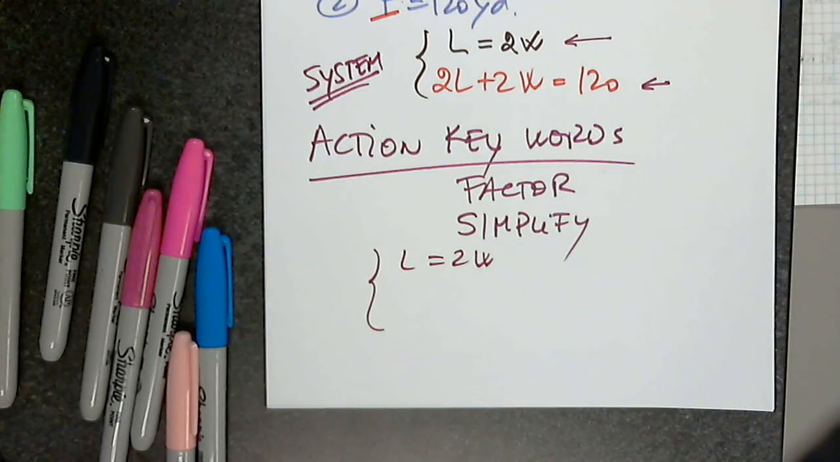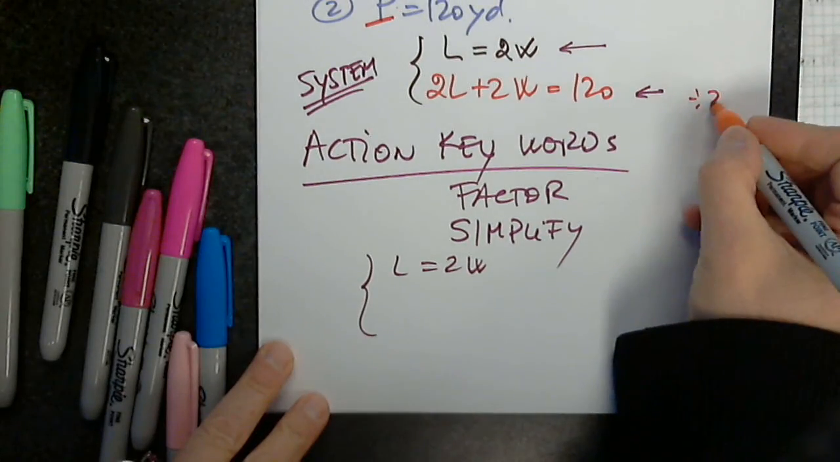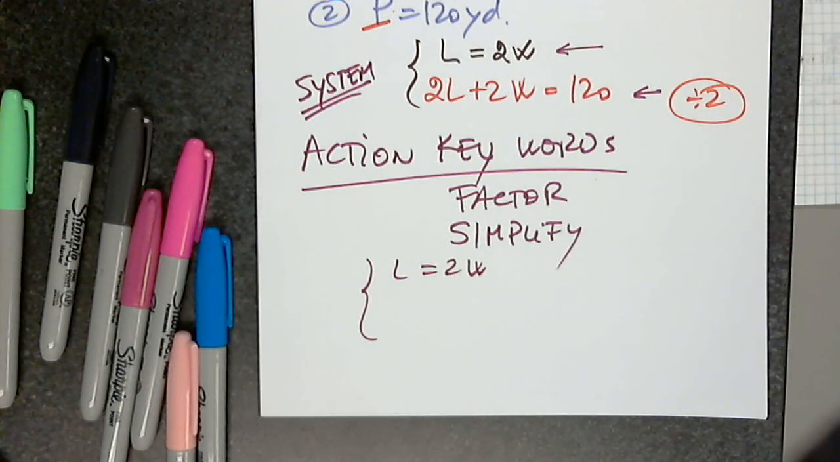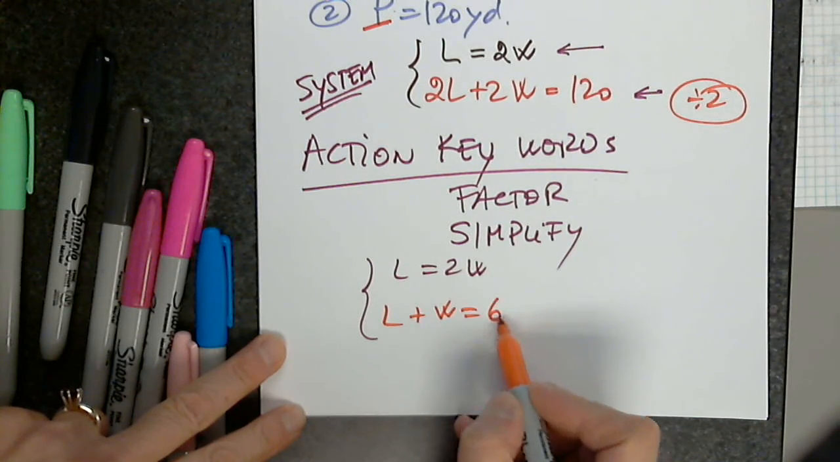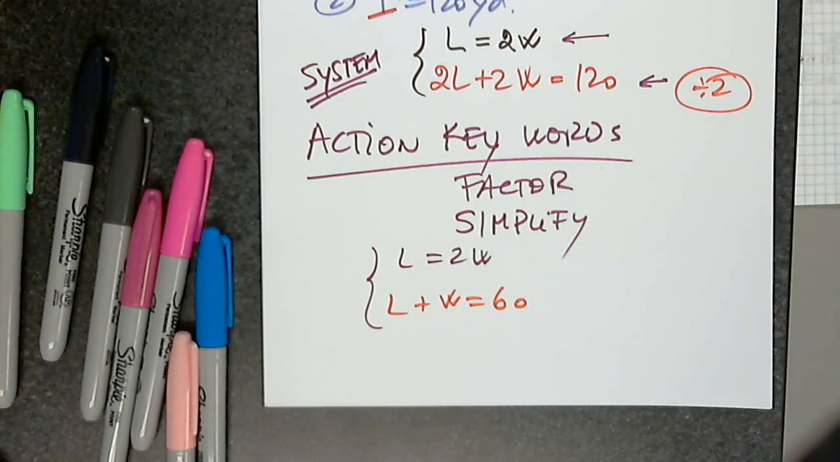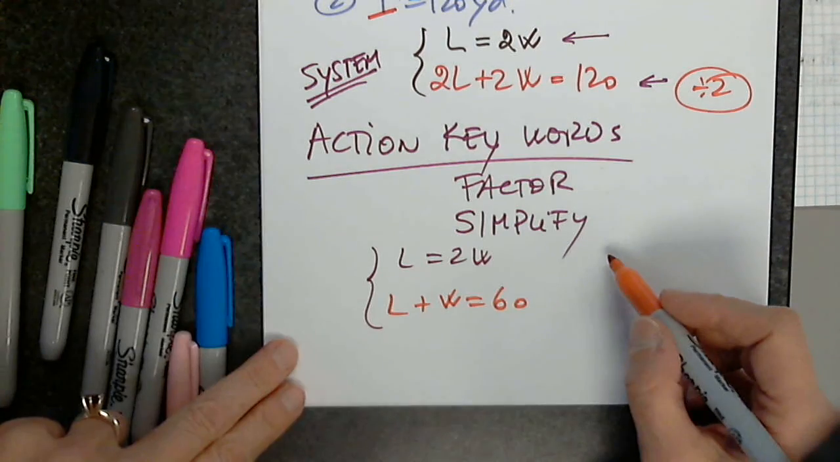4x equals 120? Not yet. Can I simplify the second equation in any way, shape, or form? All 3 terms have a common factor that I could get rid of. Which common factor is that? Divide by 2. Exactly. So I will always simplify as much as I can so I can make my life easier. So can anyone simplify the second equation, both sides by 2, and tell us what to write? L plus W equals 60. Excellent. Now, the method that we are going to discuss in this class is substitution.